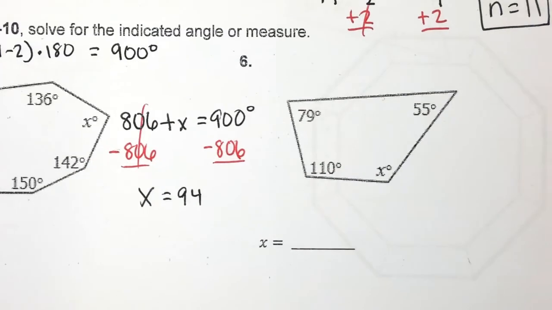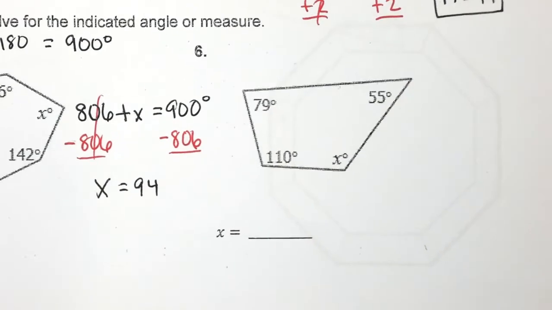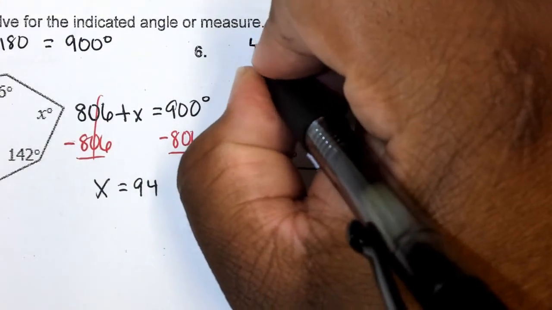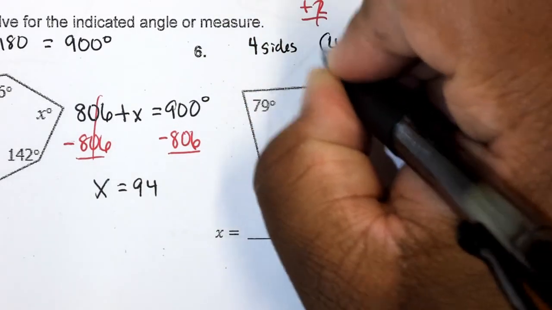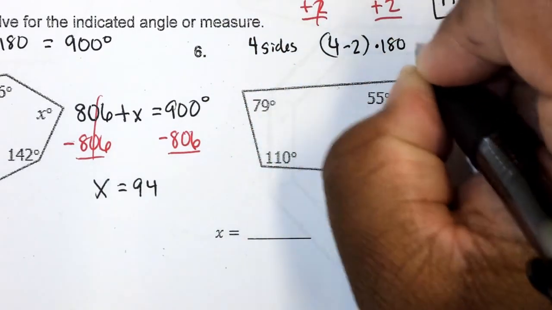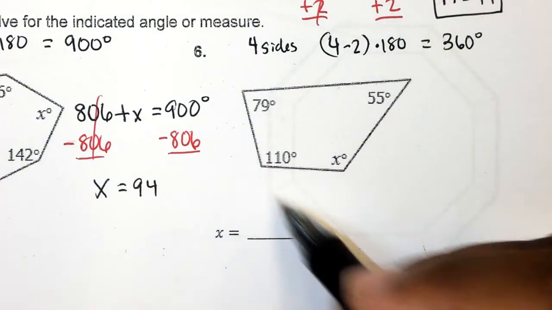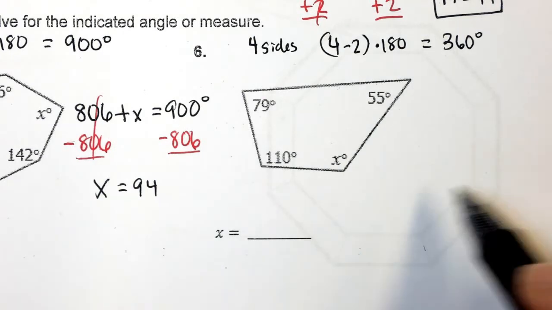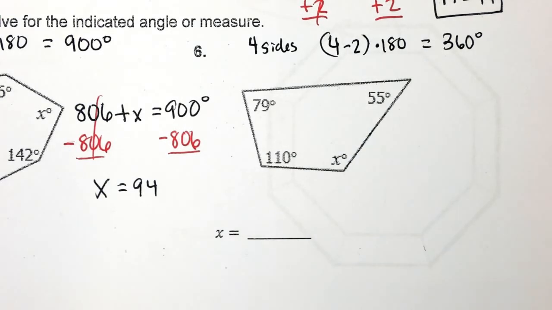Six is similar. 6 is just a quadrilateral though. Y'all should just start remembering how much a quadrilateral adds up to. Any four-sided figure is going to be the same. If you don't know though, I will say it has 4 sides. Now I'll say 4 minus 2 times 180, 360. So this should add up to 360. Alright, I'm not going to solve this one though. Y'all can do that. But total should add up to 360.